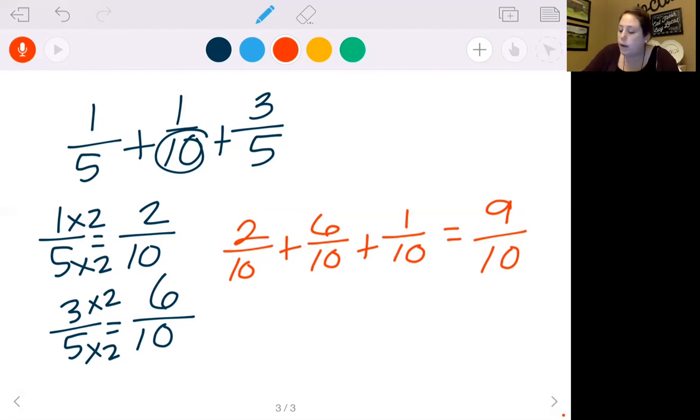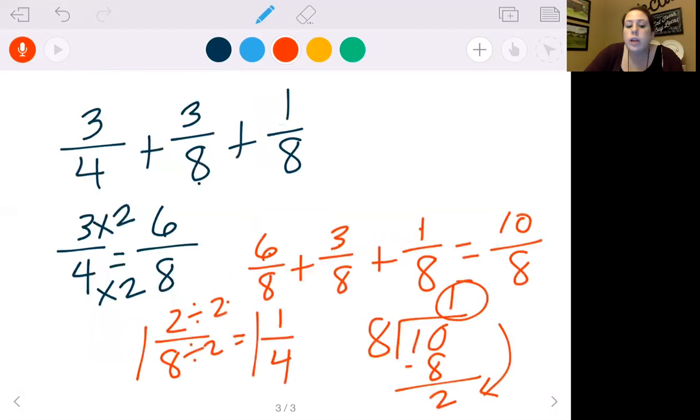Whole number is 1. 2 is my numerator. 8 is my denominator. This is not reduced. You need to reduce it further. So I'm going to divide by 2. 2 divided by 2 is 1. 8 divided by 2 is 4. So that's how we're going to solve this one.